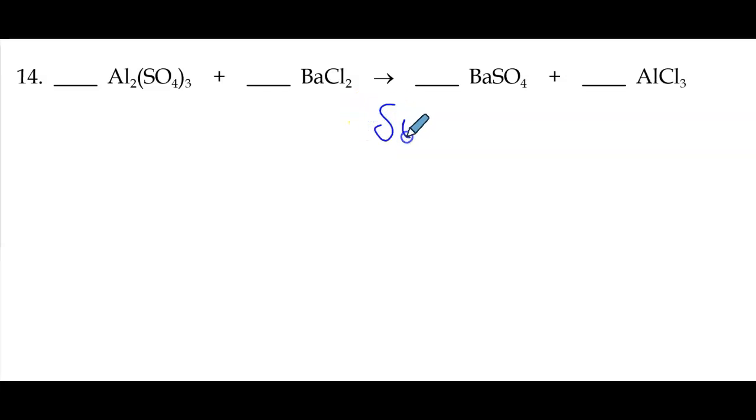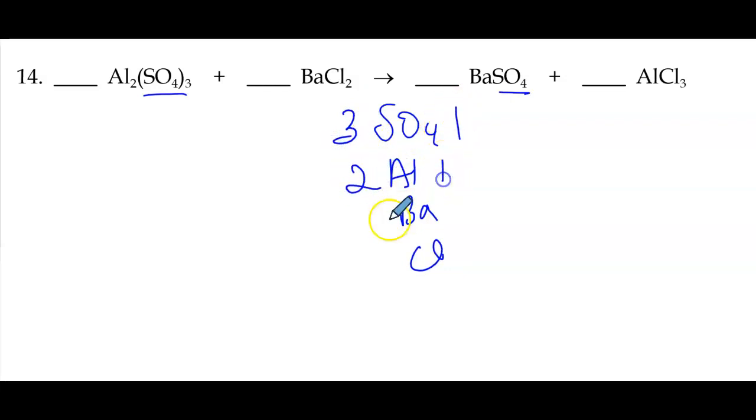Okay, SO4 again as a unit. I must have liked this one when I made up these examples. It's not the only polyatomic though. And then we have aluminum, barium, and chlorine. We have 3 SO4s and 1, 2 aluminums and 1, 1 barium and 1, 2 chlorines and 3 chlorines. So the first thing we're going to do is we're going to work on our SO4s. We need to get them both to a 3. So I'm going to put a 3 here, which makes this go to 3.